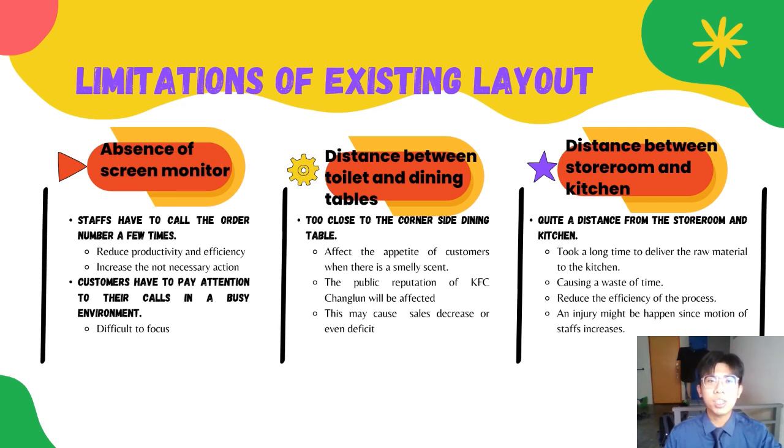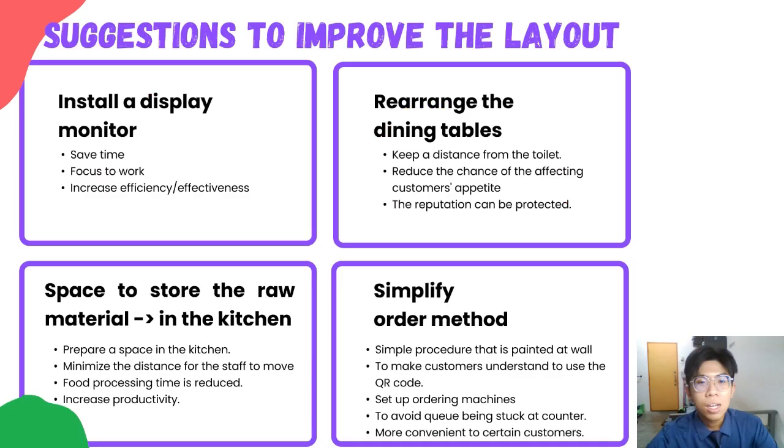And the third limitation is the distance between the storeroom and the kitchen. There is quite a distance between the storeroom and kitchen. It also takes a long time to deliver the raw material to the kitchen, causing a waste of time. This will also reduce the efficiency of the process, and an injury might happen since the motion of the staff increases.